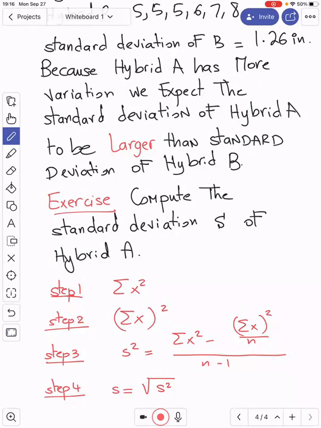Yeah, so again, guys, just be careful. This is the sum of the squares. And this is the square of the sum.